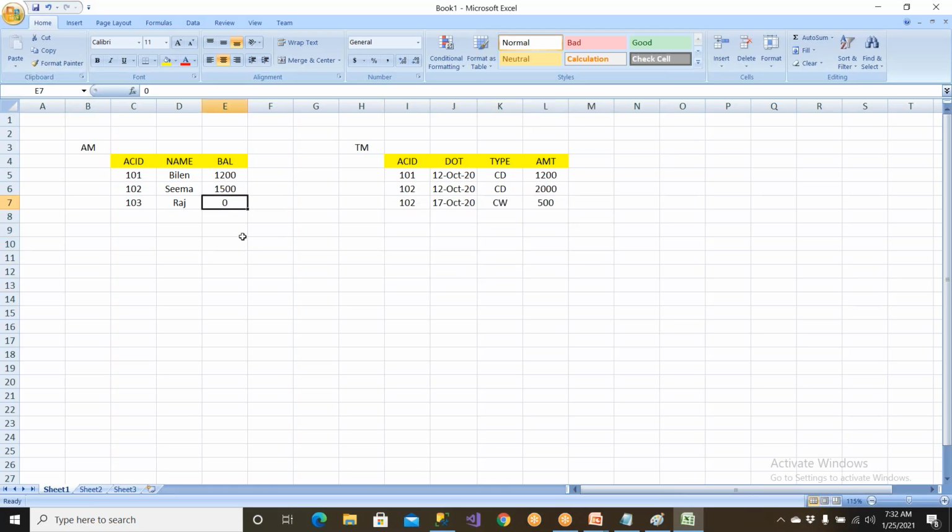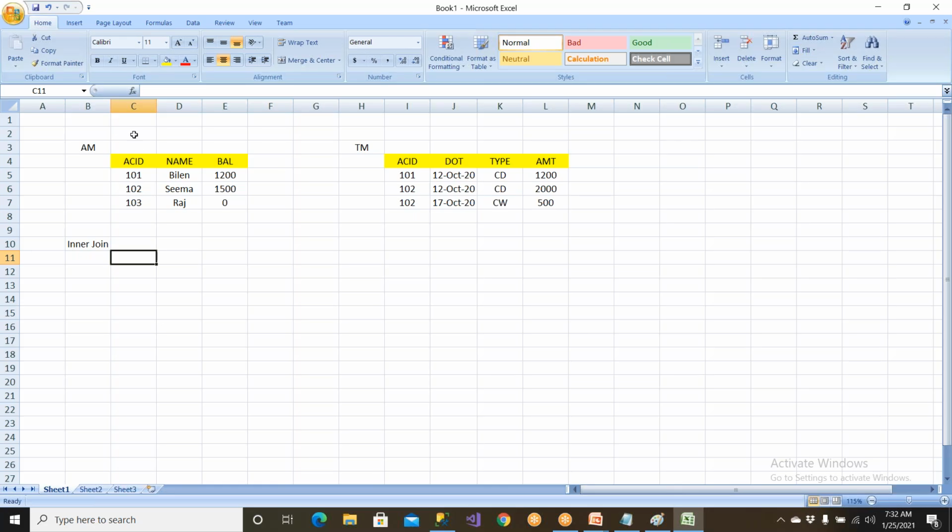So who has done a transaction? 101 and 102 have done transactions. 103 has opened an account, but after that no transactions have been done. I want to get the matching data. Matching data means inner join.